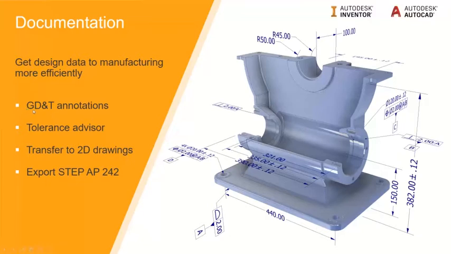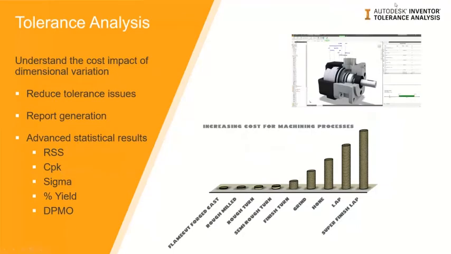So para may idea kayo about GD&T, these are the geometrical dimensions and tolerances. We can put directly on our design to the power of Autodesk Inventor Tolerance Analysis. Okay, this one. Okay, this software can provide RSS statistical results, CPK, sigma, percent yield, DPMO, which is very important when it comes in manufacturing and production.